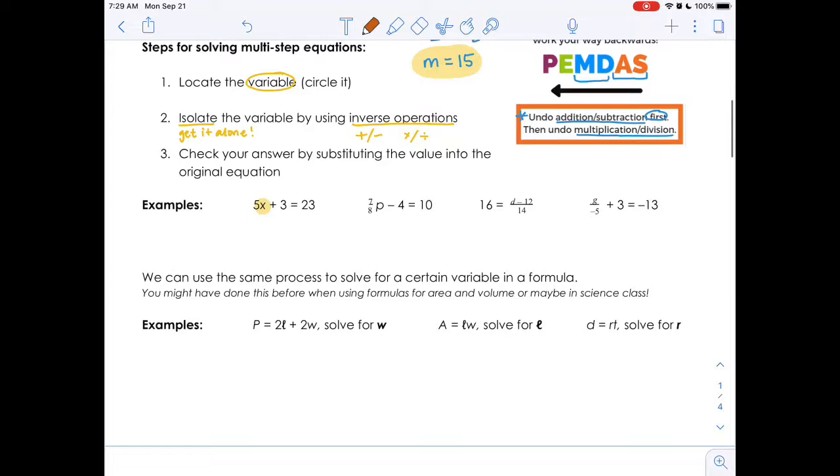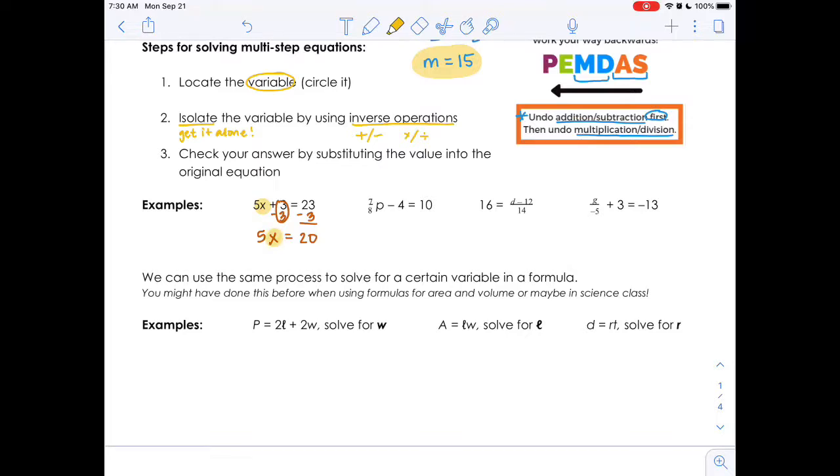So I'm going to first get rid of this plus 3. In order to get rid of a plus 3, I'm going to minus 3 here and here. I expect to see the same thing on your paper. 3 minus 3 is 0. 23 minus 3 is 20. And all I have left over here is 5x, or 5 times x.